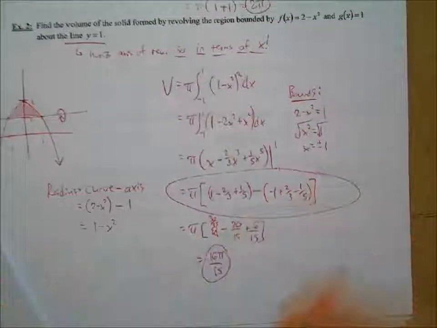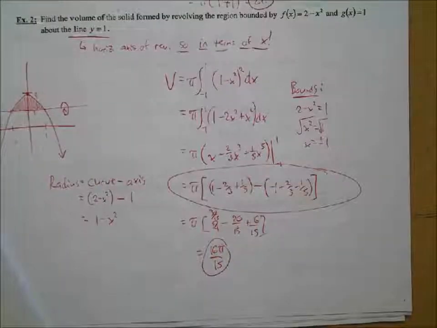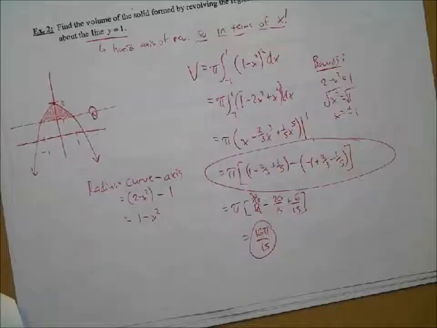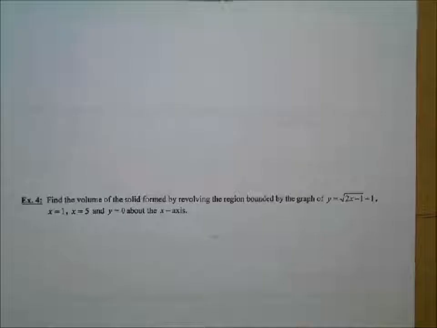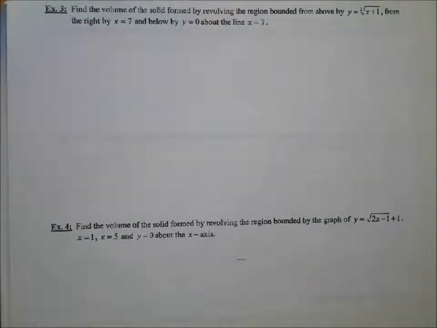You should be able to still simplify those fractions, combining together, if this is a non-calculator question. Could it be non-calculator? Absolutely. Right? Could be multiple choice. You need to be able to match your answer to what's there. Okay. So 16 pi over 15. All right. Moving on.